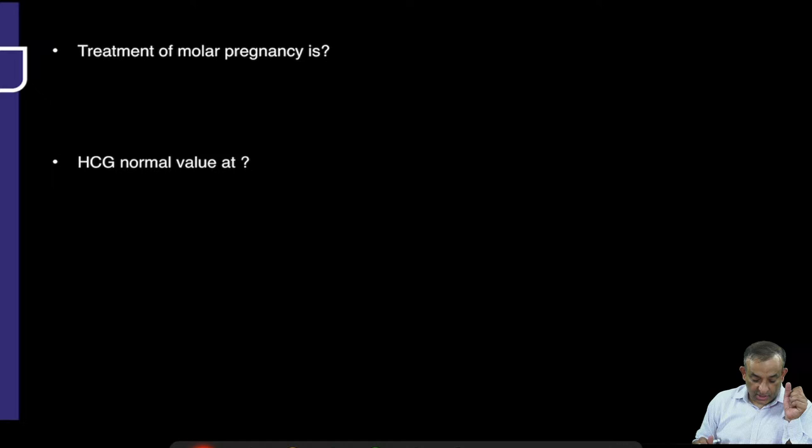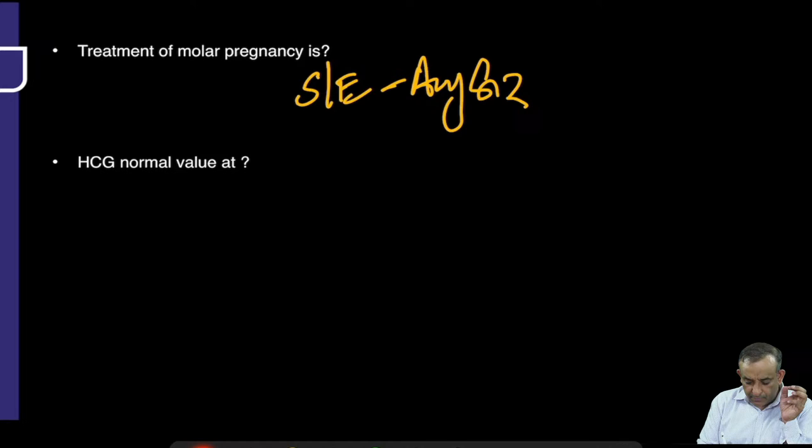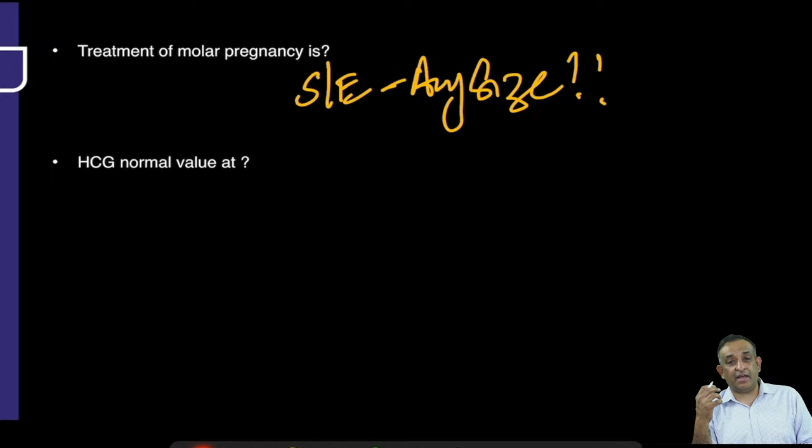Treatment of molar pregnancy, suction evacuation. Any size, please remember, any size of uterus, please do suction evacuation, all right? Do not say D&C. They might ask you, AIIMS people are very happy asking this MCQ. Do not say a hysterectomy because a woman is 40 years and there's a large uterus. Please always say suction and evacuation. Don't say dilatation and curettage. Always say suction evacuation, all right? That is any size of uterus with molar pregnancy.